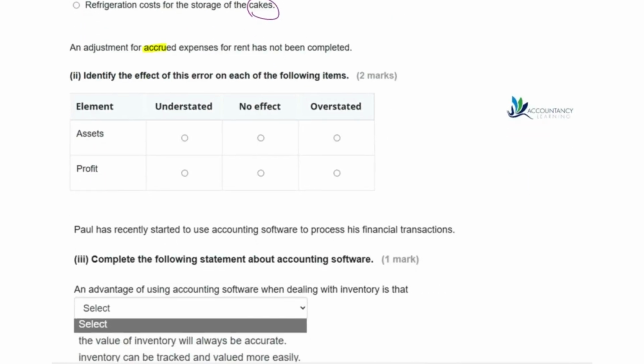An adjustment for accrued expenses for rent has not been completed. Identify the effect of this error on each of the following items. So we're looking at the accrual for rent has not gone through. So assets, there'll be no effect on the assets because the accrued expenses account is a liability account. And profit is going to be overstated because the cost of that rent hasn't yet been put through. So once that has been put through, our profit will reduce. So therefore, it's been overstated.